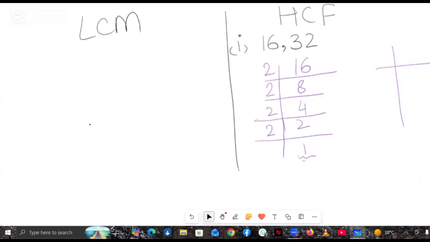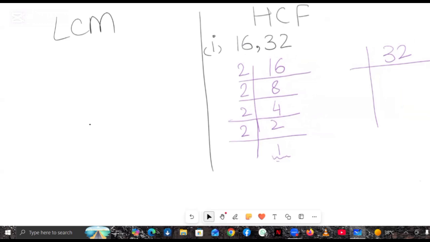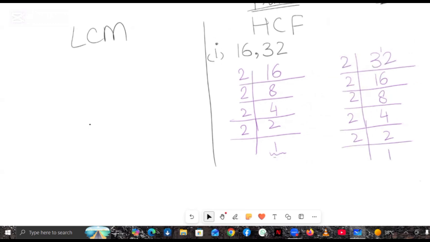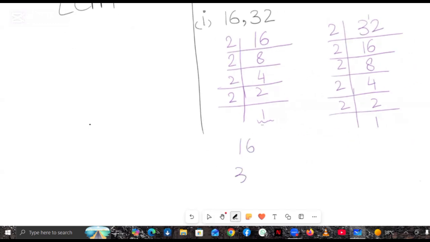After that, find the prime factorization of 32. Again with the table of 2, 2 16 times 32, 2 8 times 16, 2 4 times 8, 2 2 times 4, and 2 1 times 2. Now write the factors of 16 and 32. 16 equals 2 into 2 into 2 into 2. And 32 is equal to 2 into 2 into 2 into 2 into 2.